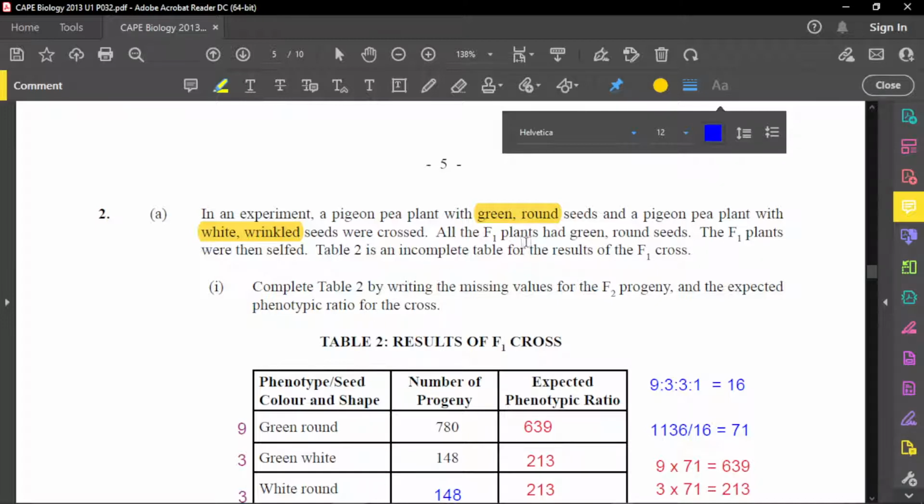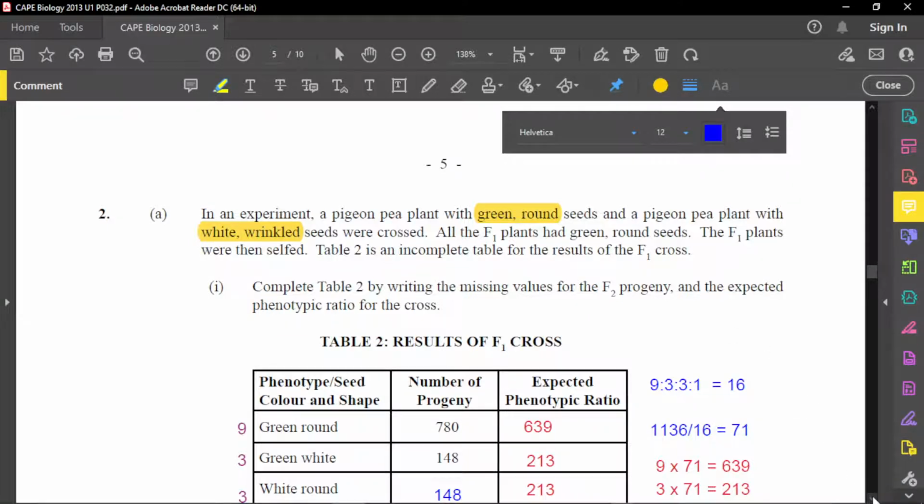Now, so again, if we have homozygous dominant here and homozygous recessive, we know for sure now that all the F1 progenies or offspring must be heterozygous. Because remember this, once you cross homozygous dominant with homozygous recessive, all the offspring must be heterozygous. So let's jump into the table now.